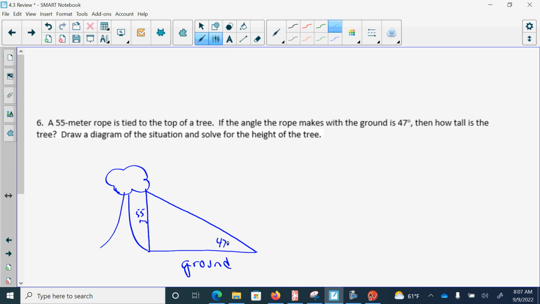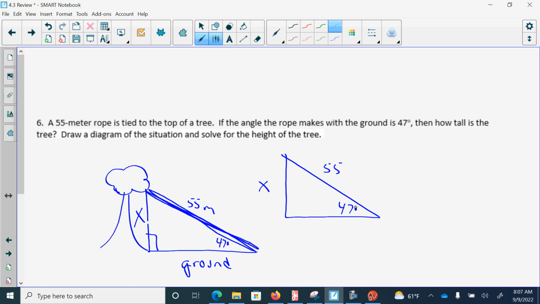Oh, you know what? This is not where my rope is. My rope is 55 meters long. I'm tying it to the top of the tree this way. How tall is the tree? Because I'm looking for how tall the tree is. Draw a diagram for the situation to solve the height of the tree. So you have to draw this picture. Now, do you need the tree? No, I'm just being artistically creative. But here's a simplified version of what you need.